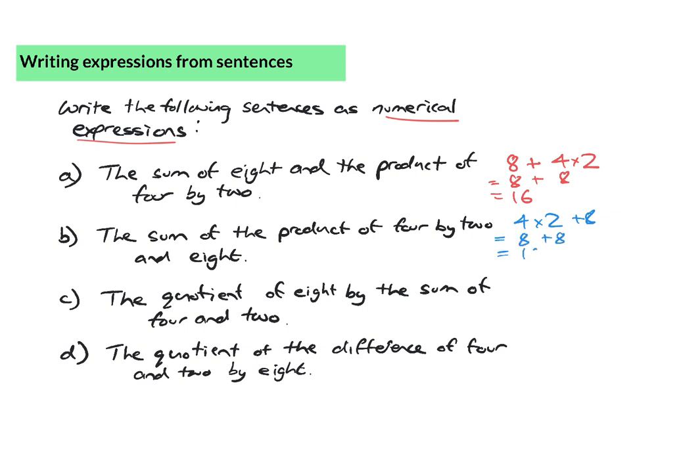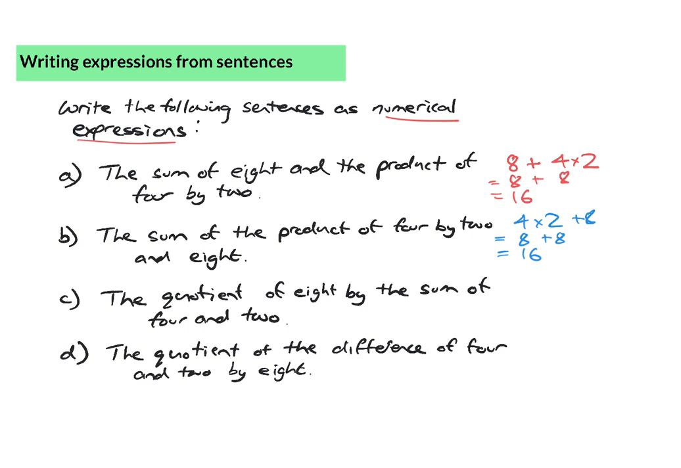It's exactly the same as the one above. So the order is different, where it's written, but the answer is exactly the same. But make sure you get the order from the question itself. The sum of 8 and the product of 4 by 2, sum of 8 and the product of this, whereas the second one had the sum of the product of 4 by 2 and 8. So be careful.